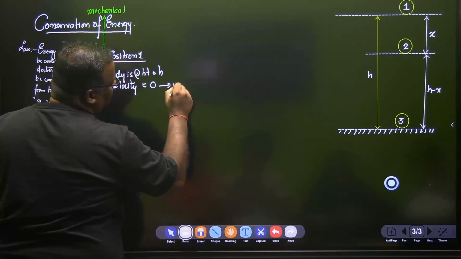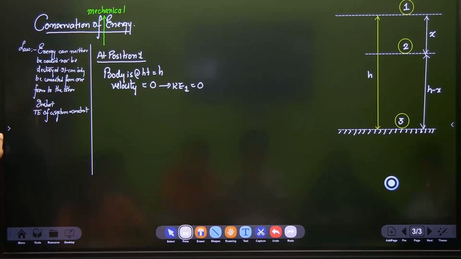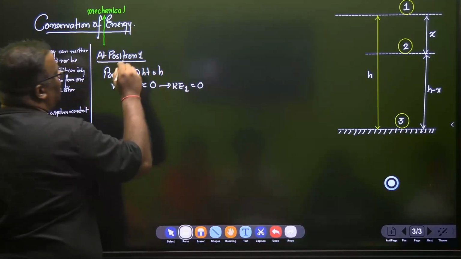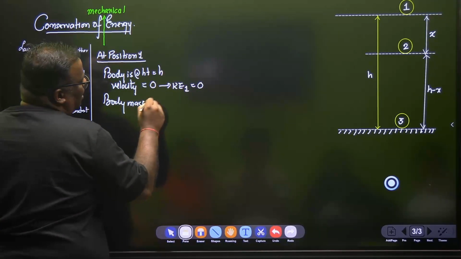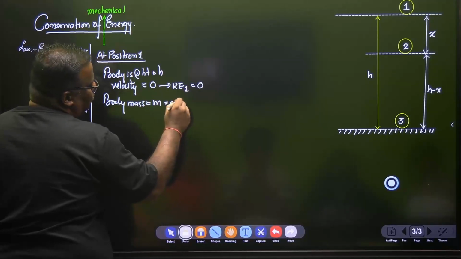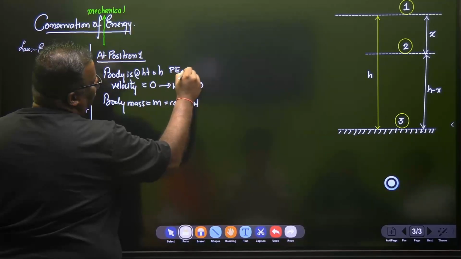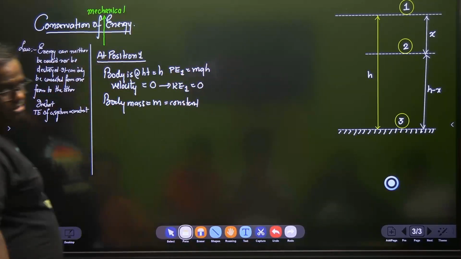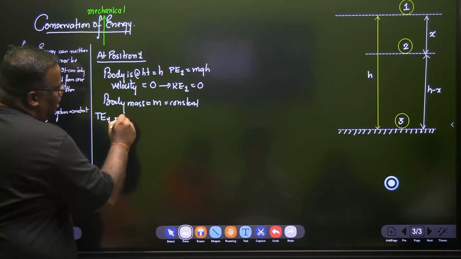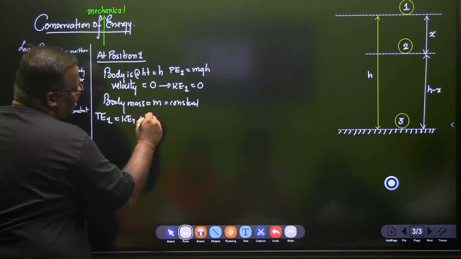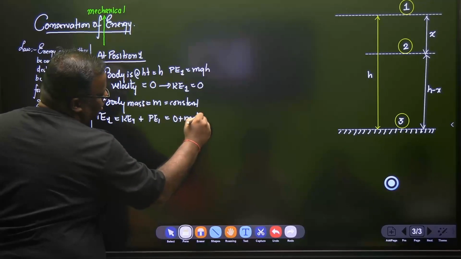Let's go. Body at a height h, velocity is 0. This makes me say that the kinetic energy at position 1 is equal to 0 because there's no velocity. Kinetic energy is equal to half mv square, and the body is at height h, and the body mass is equal to m, and the mass m will always be constant, right? Whatever position you are. Agree or not? So here the potential energy of the body at 1 will be equal to mgh. Correct? So if I see the total energy at position 1, it is equal to the kinetic energy at position 1 plus the potential energy at position 1, which is equal to 0 plus mgh, which is equal to mgh.